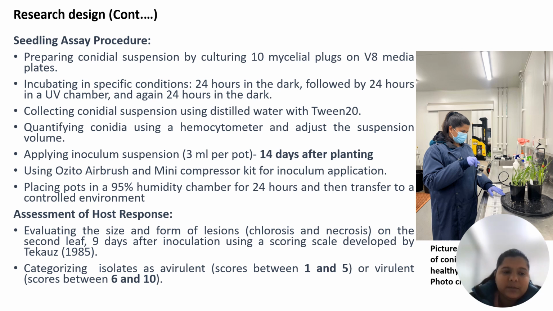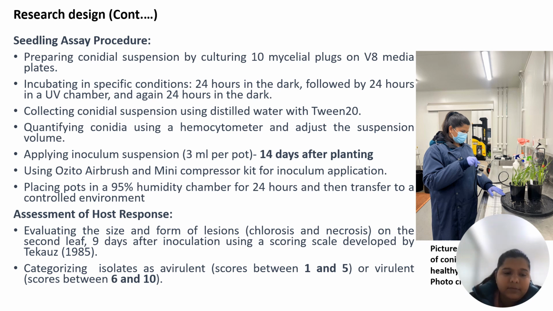Then we collected the conidial suspension using distilled water with Tween 20. We quantified conidia using a hemocytometer, and we adjusted the required volume of conidial suspension. Inoculation of the conidial suspension onto healthy plants is done using 3 ml per pot, using an airbrush and compressor kit for inoculum. After finishing inoculation, we place those pots in a 95% humidity chamber for 24 hours and then transport them to a controlled environment to check the host response.